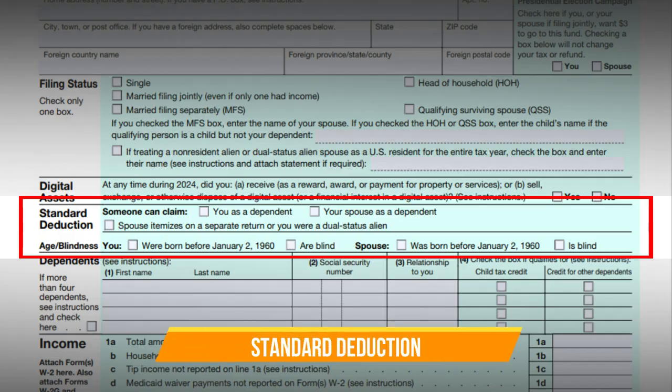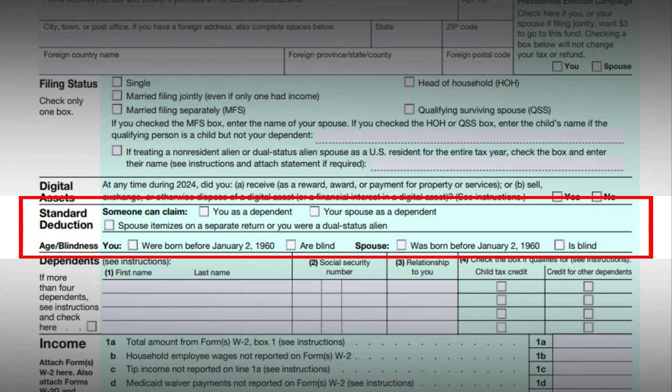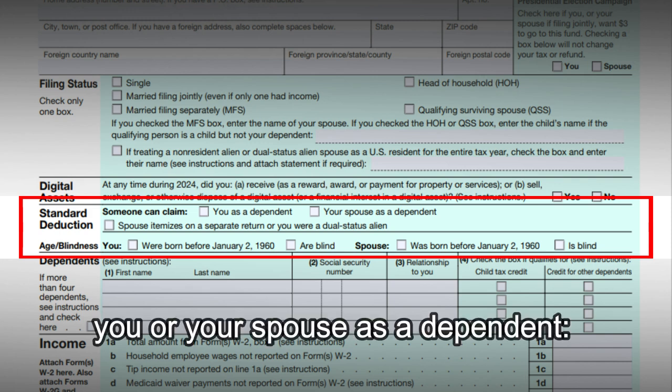Standard deduction. This section asks about potential reductions in your taxable income due to your personal situation. Someone can claim you or your spouse as a dependent. If you are a dependent of someone else, for example, if you're a college student and your parents claim you, it affects your standard deduction.